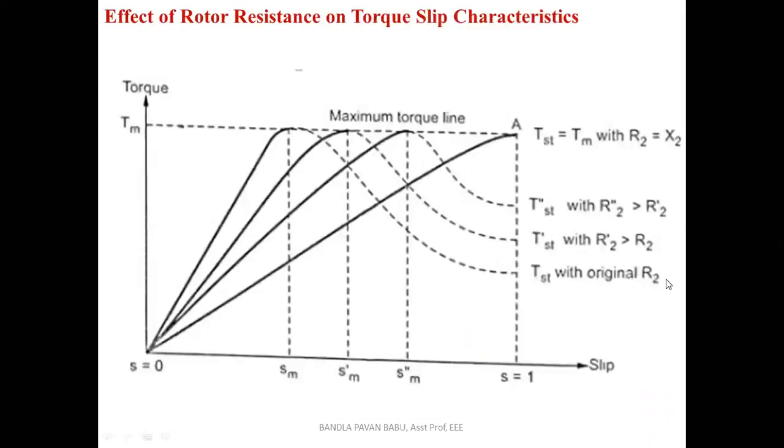if we vary the resistance, or we are adding some resistance, look at this first case, that is Sm. So what is the value? R2. So there we got the maximum starting torque. Next, if we increase the value, consider it as R2 dash, which is higher than R2, the torque remains same, but the slip value is increased. That is Sm dash. If we keep on increasing the resistance value, let us consider it as R2 double dash, which is greater than R2 dash. So the starting torque is same, but the slip value is higher.